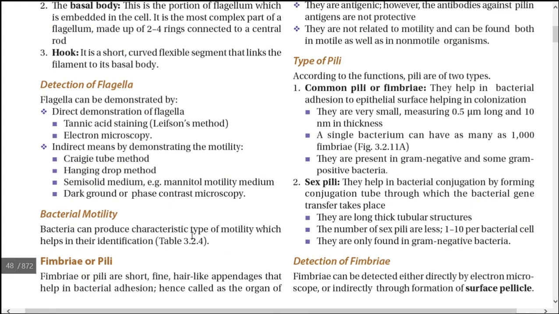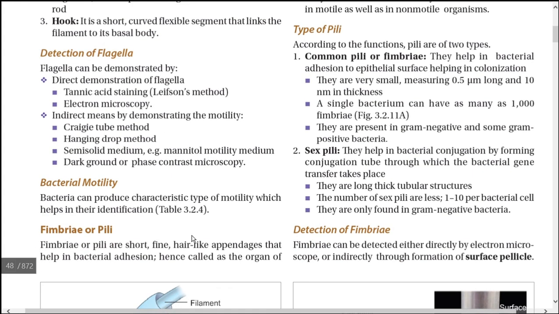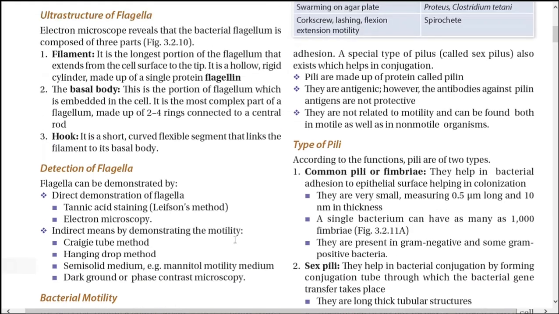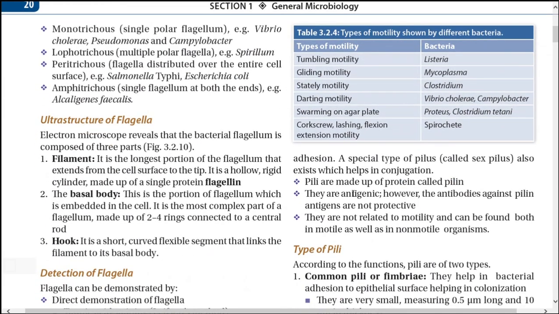Next, we'll see about bacterial motility. Pili, or fimbriae, are short, fine hair-like appendages which help bacteria to attach to other substances and hence are called organs of adhesion. Pili are made up of a protein called pilin. They are antigenic. However, antibodies against pilin antigens are not protective.